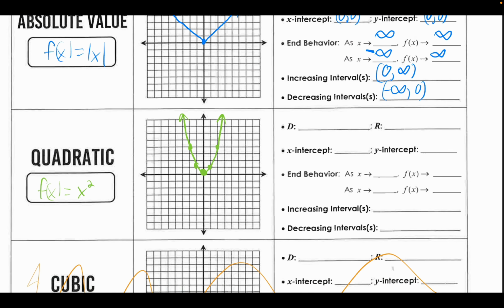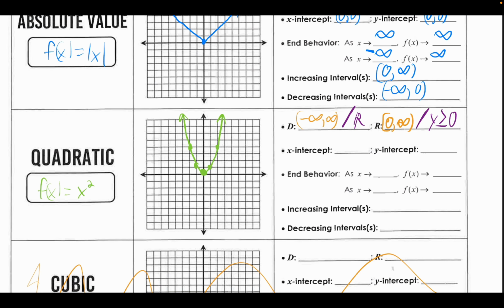The domain here is again negative infinity to positive infinity, all the x values, or all real numbers, where the range, similar to absolute value, is 0, comma, infinity, with 0 being a bracket. And then the range could be y is greater than or equal to 0. That's another way to write it.